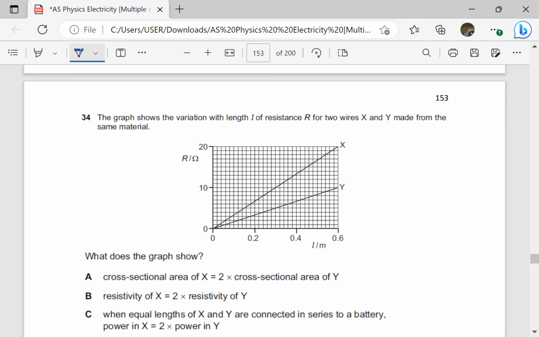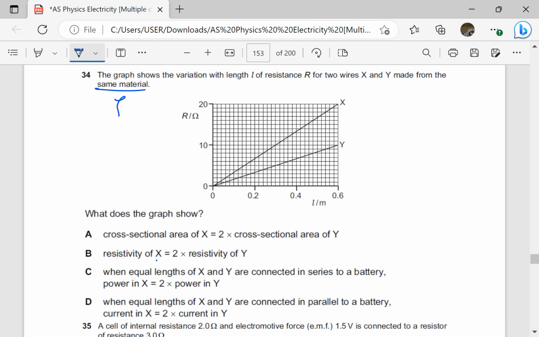The graph shows the variation with the length L of a resistance R for 2 wires X and Y made from the same material. Same material means same resistivity. So resistivity of X is twice resistivity of Y. That is automatically wrong because they are from the same material, they have the same resistivity. Cross-sectional area of X is equal to twice cross-sectional area of Y. Let's check this out.